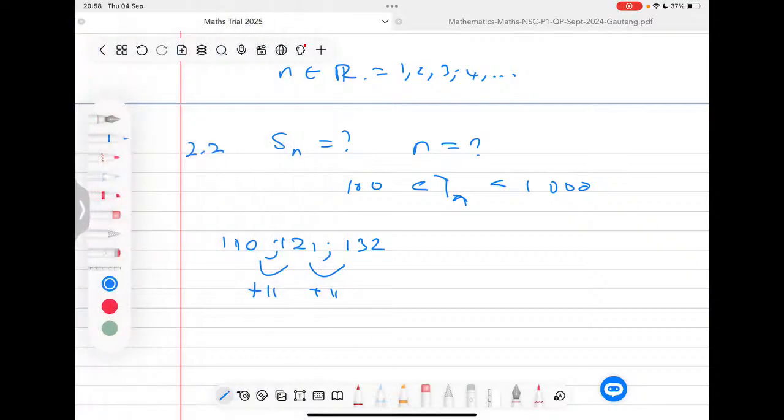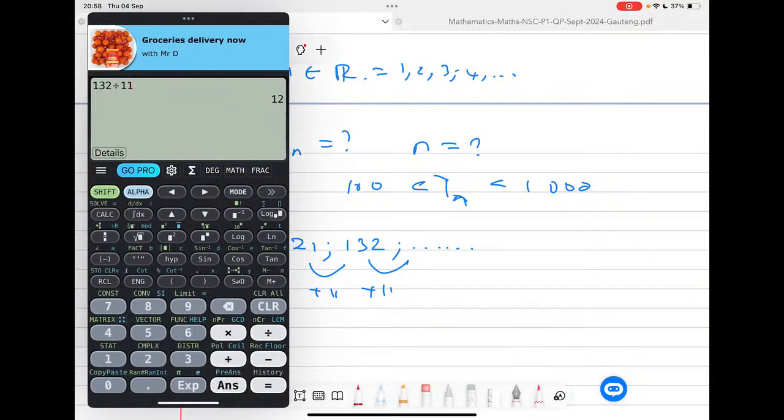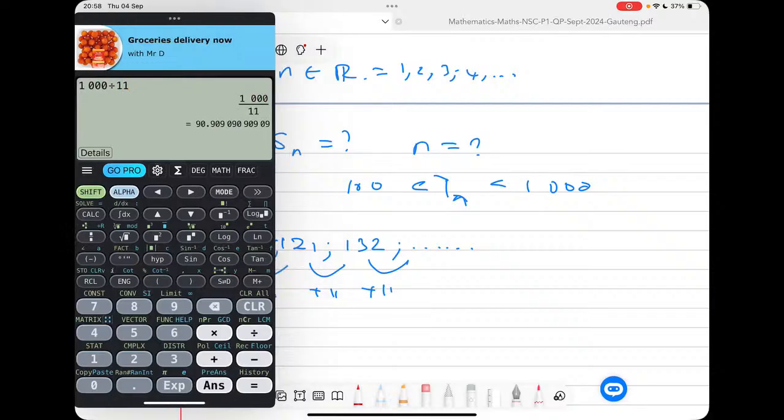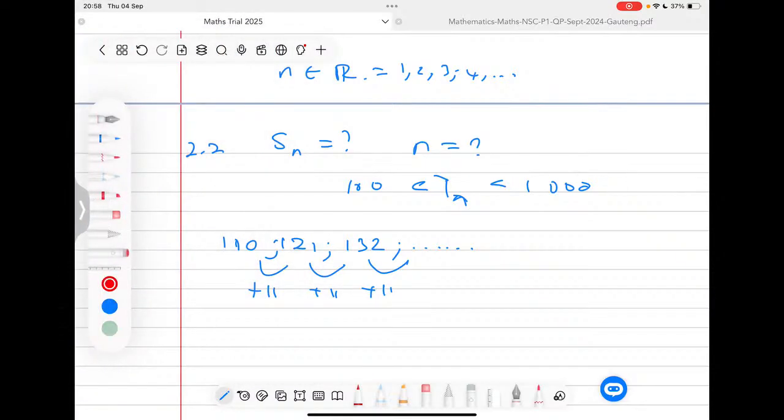So this means you can continue increasing by 11 to get the next term, and you'll continue doing that until you get to a point where, remember, we have 1,000 there at the end, and when you divide it by 11, it doesn't go. So we have to find a number here. Our last number should be a number that is less than 1,000.